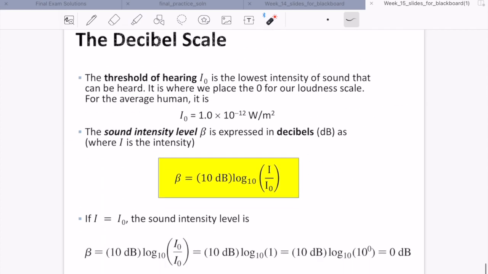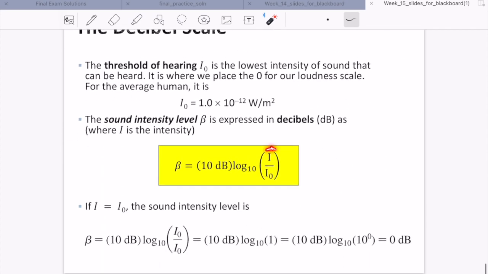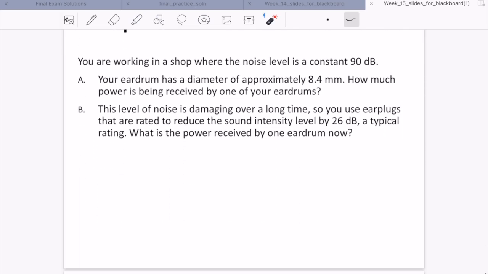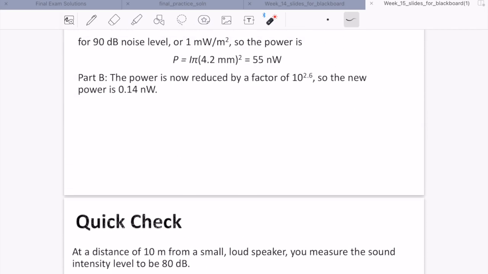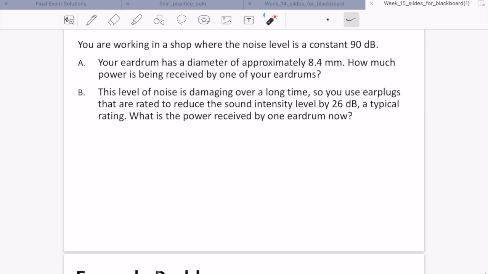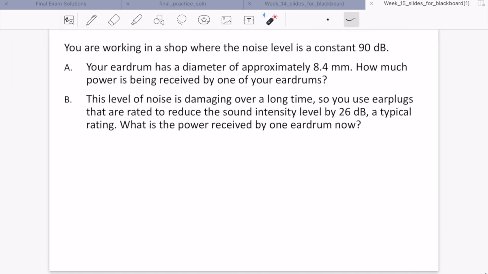Basically, we can use these two equations, plug in different sound intensity values to get one or the other. All of the examples for the rest of this slide would just be rearrangements of these equations to figure things out. So if they told you your eardrum has a diameter of approximately 8.4 millimeters, how much power is being received by one of your eardrums?